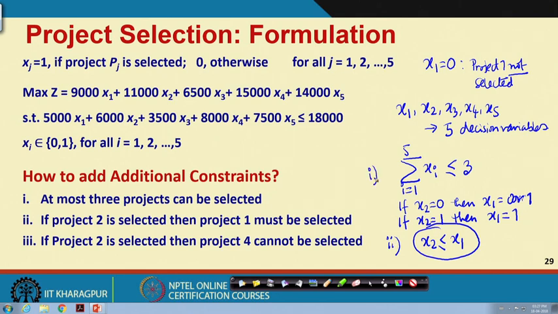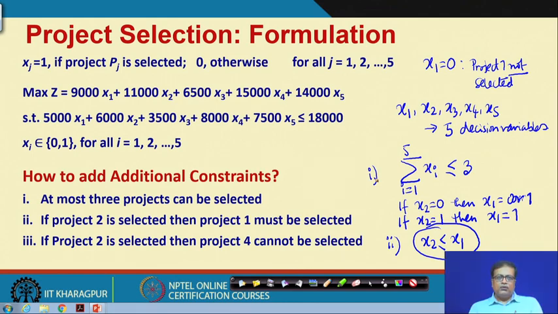And if project 2 is selected, then project 4 cannot be selected. That means if x2 equal to 0, then x4 could be 0 or 1, that is fine. But if x2 equal to 1, then x4 should be 0. Is it all right? So, what can you comment about x2 plus x4?